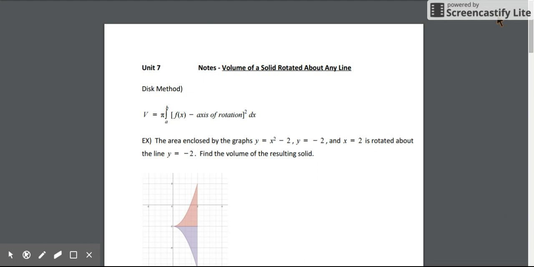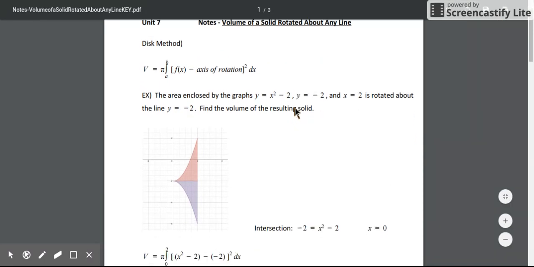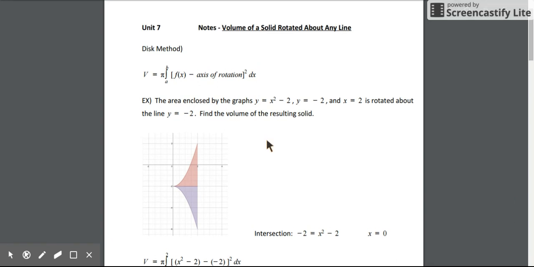In this video, we're going to be talking about how we can find the volume of a solid that's rotated about any line. So the axis of rotation is no longer either the x or the y axis. It could be any vertical or any horizontal line, depending on how we rotate. So we're going to start off by looking at how we can do this using the disk method, and then we'll go through the washer and shell methods.